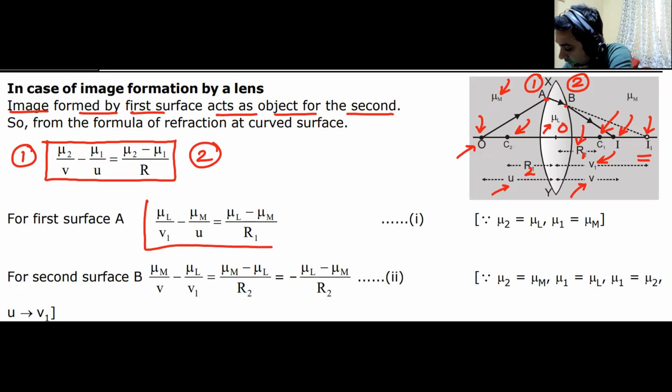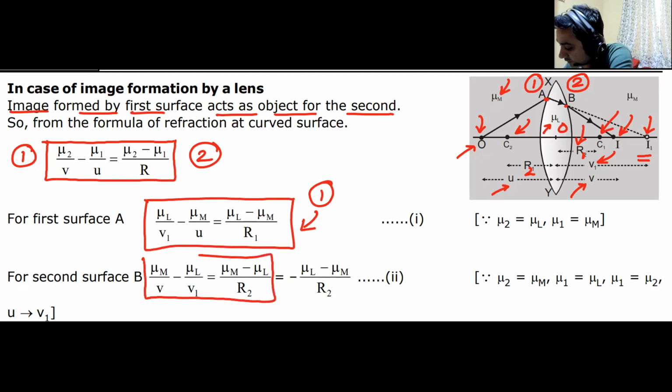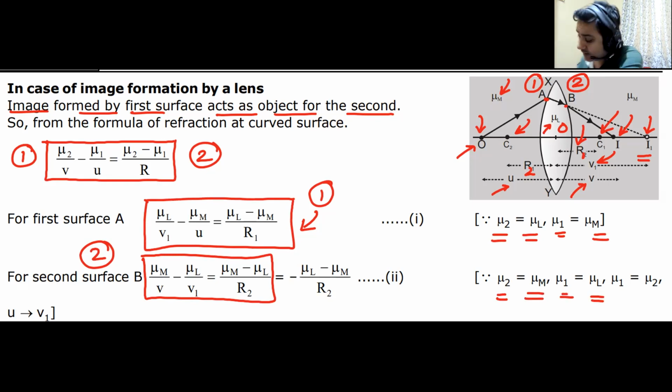This is the formula applied for the first surface. You will have to write this formula. This is the formula applied for the second surface. Just write these two formulae. For the first surface, mu2 is mu L and mu1 is mu M. But for the second surface, mu2 is mu M and mu1 is mu L. Do we understand this? Yes, sir. Please write these two formulas and I will be back after a minute.